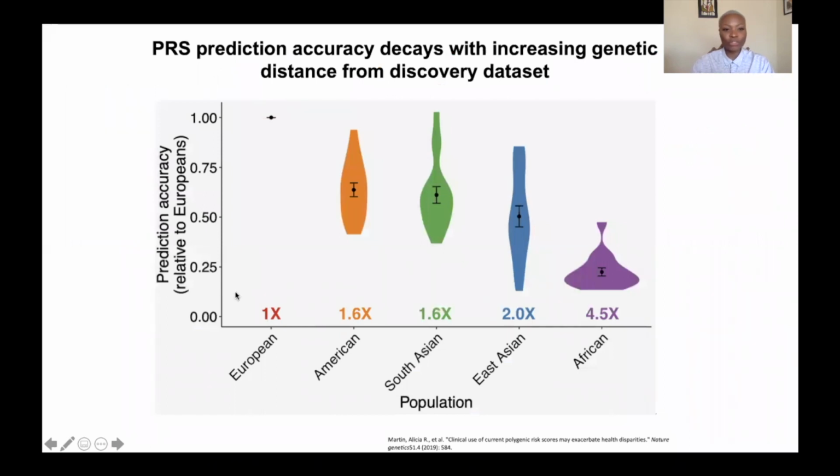About 80% of genome-wide association studies, or GWAS, are conducted in populations of European ancestry, compared to the 2 to 3% in African ancestry samples. And polygenic risk scores, or PRS, are computed from GWAS summary statistics. Now the problem is PRS prediction accuracy decays with increasing genetic distance from the discovery cohort. And what that means is if polygenic risk scores are computed from European ancestry samples, prediction accuracy is the highest in European samples and lessens by 4.5 times in African populations.